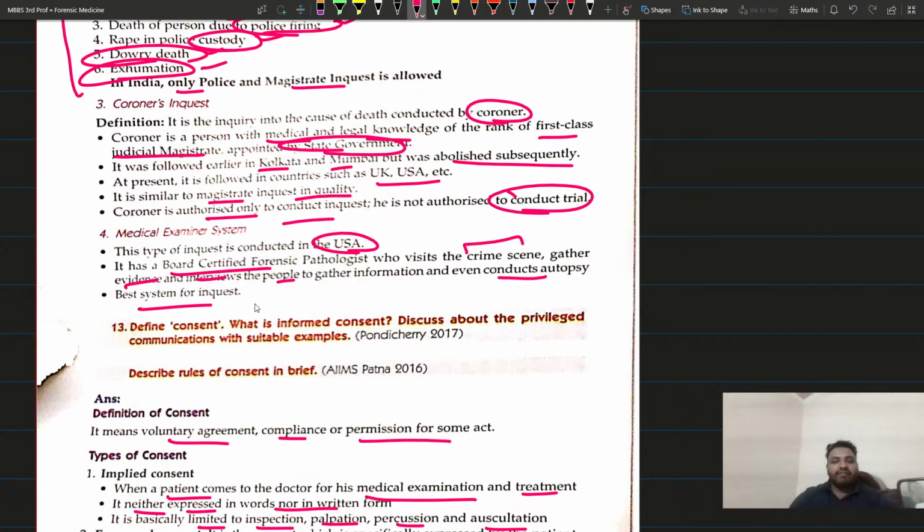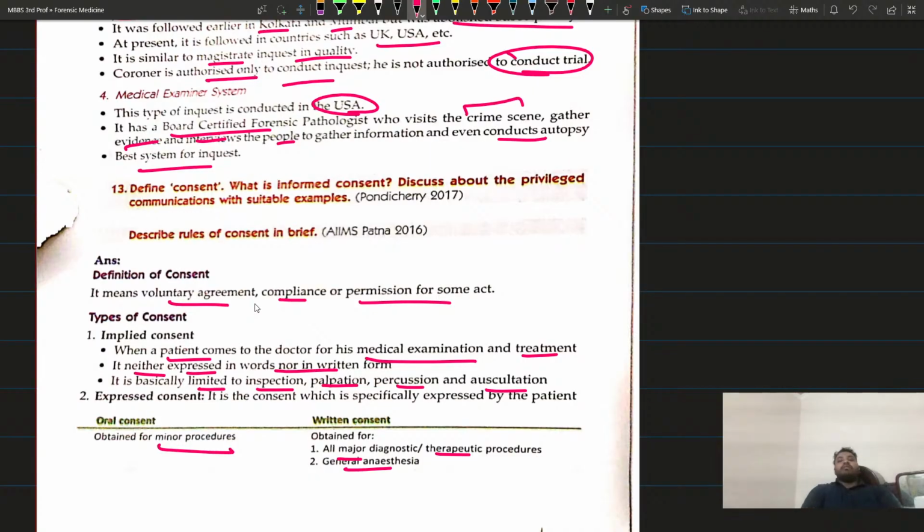Consent. And what is informed consent? Consent. And this is a privileged communication, with a suitable example. Let's proceed further with defining consent. What is informed consent? Discuss the privileged communication with students.